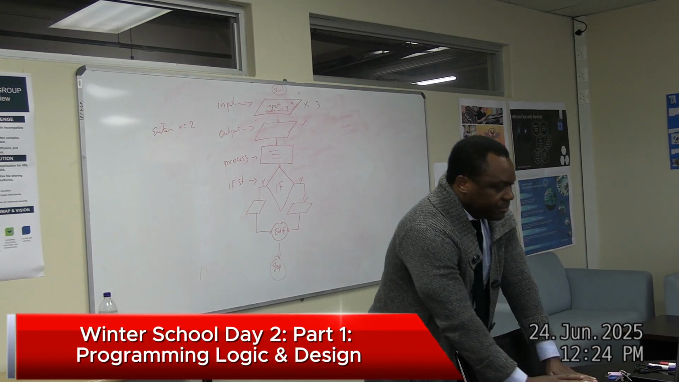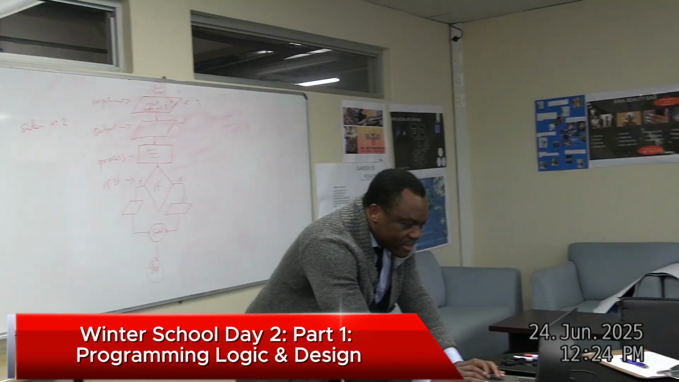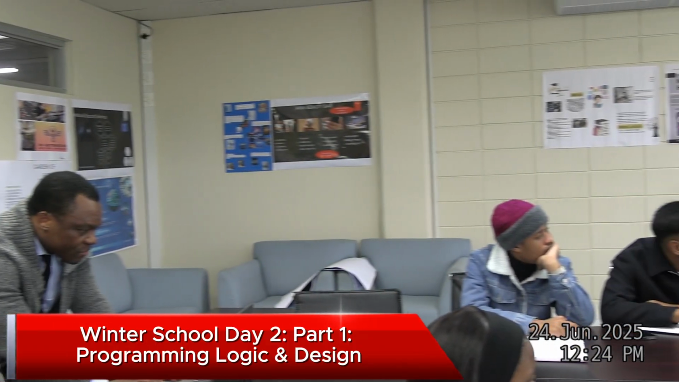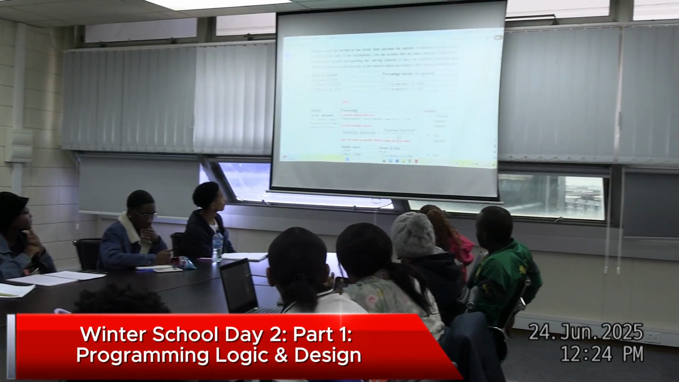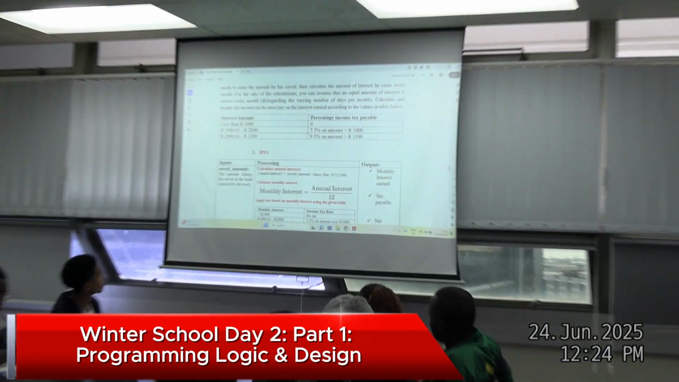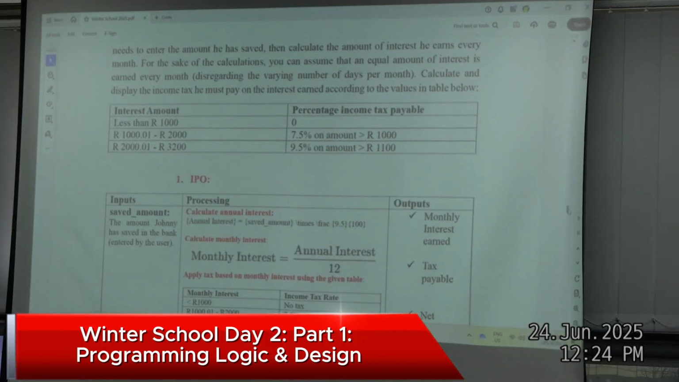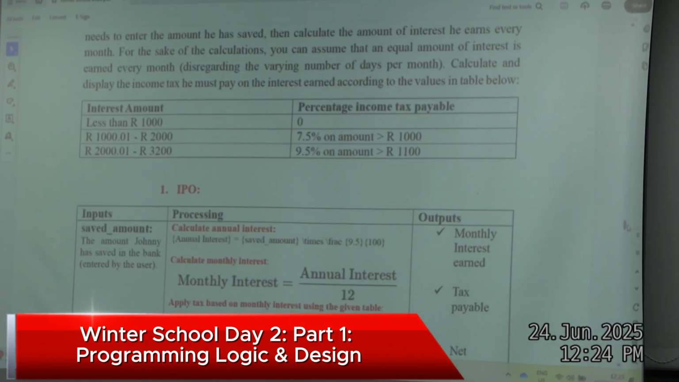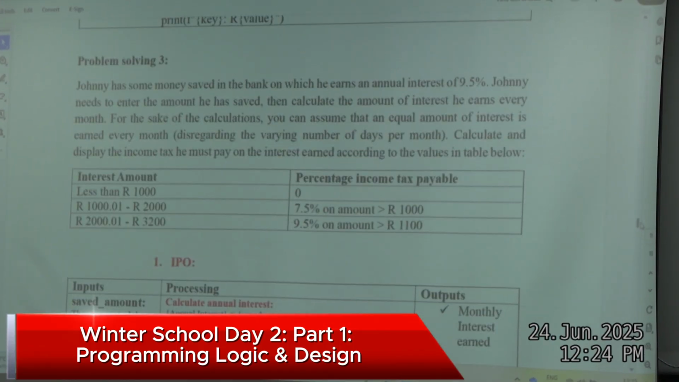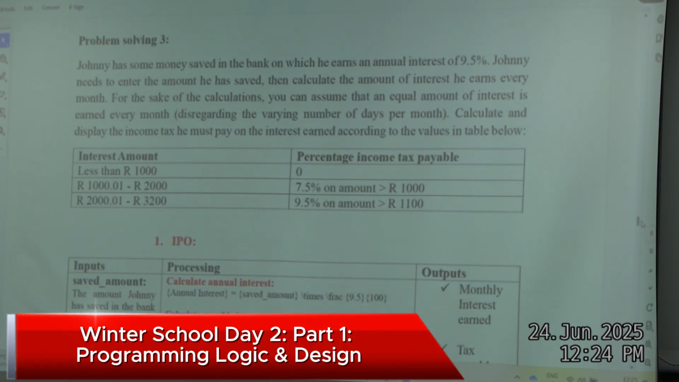Look at this. When you look at this statement, I gave here input as the saved amount that Johnny has. What could be any other inputs you found there? Because we didn't give all the inputs. I'll be writing on the board. We have to identify all of the inputs. That is step 1. Let us work together.